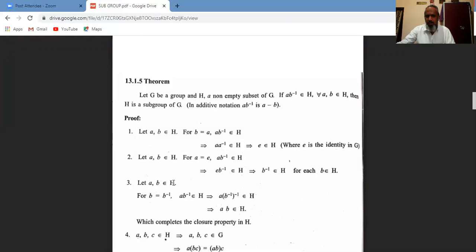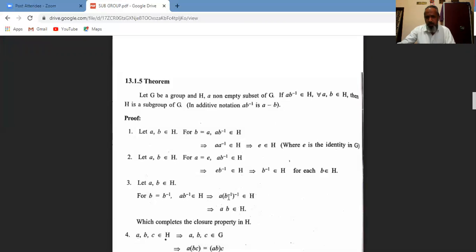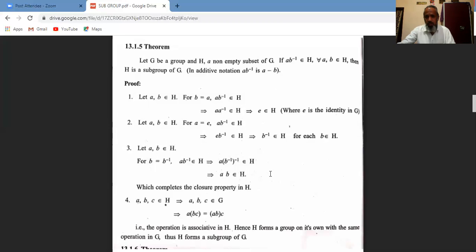Now let us take A, B belongs to H, and we are taking B is equal to B inverse. So if A, B belongs to H, what is the condition? A B inverse belongs to H. So A B inverse belongs to H implies A into, what is B? B is equal to B inverse. B inverse belongs to H. So the inverse of B inverse is nothing but B, and we are getting here A B belongs to H. So if A, B belongs to H, A B belongs to H means this is the closure property. So H satisfies the closure property, the identity element, and the inverse of each element exists. Now we have to prove that H satisfies the associative property.